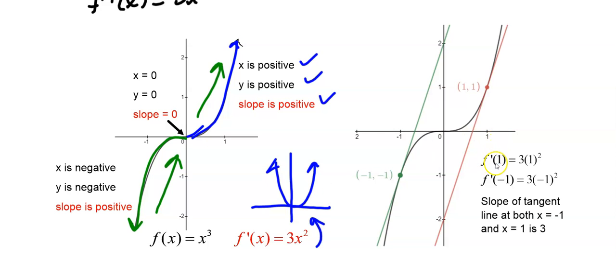So if we do f prime of 1, we get 3 times 1 squared, which is 3. If we do f prime of negative 1, we get 3 times negative 1 squared, which is also positive 3. So this tells us the slope of the tangent line at both x equals negative 1 and x equals 1 is 3. And we can see that those tangent lines are clearly parallel. Because the derivative function is always positive except at 0, we're always going to get positive values for the slope at any values of x except for 0.